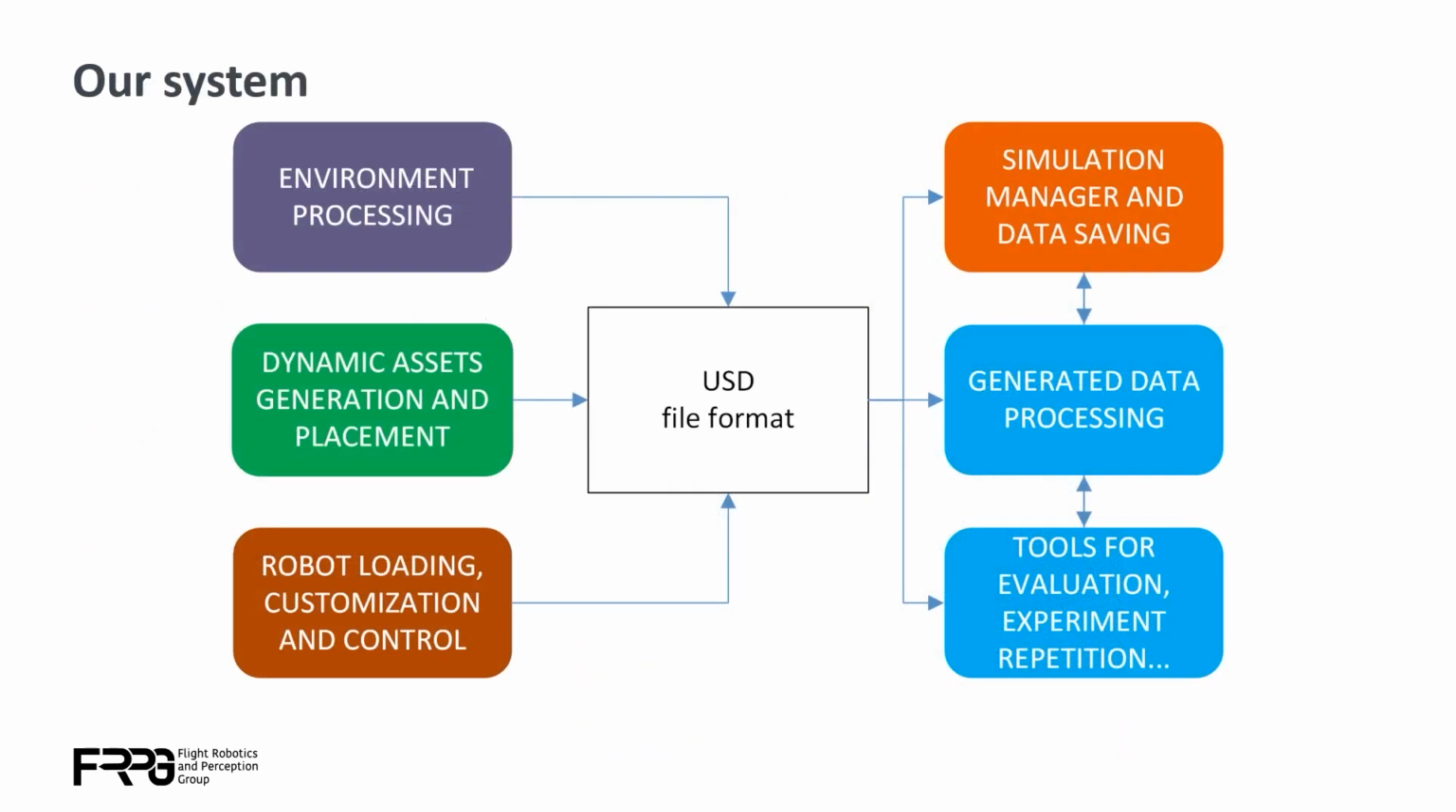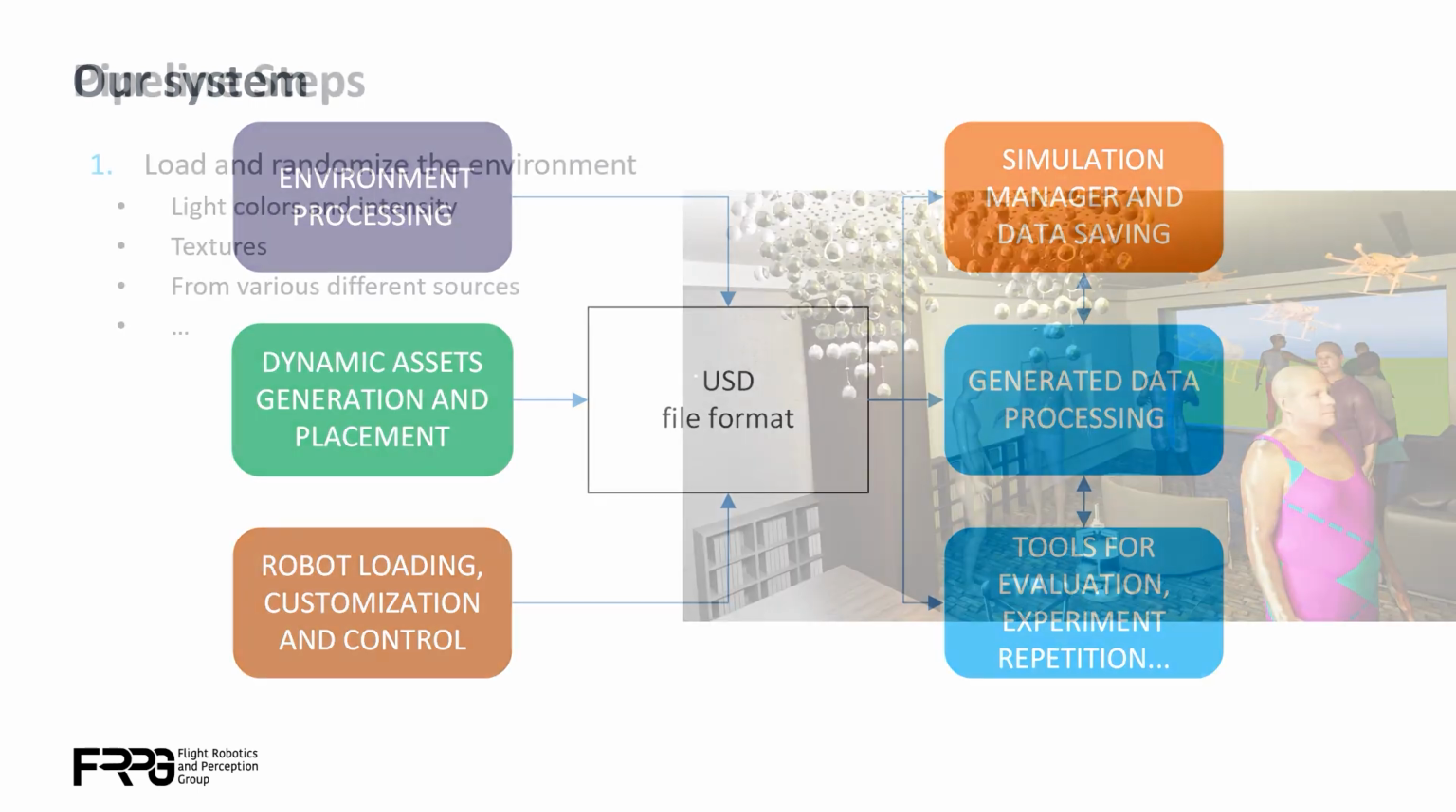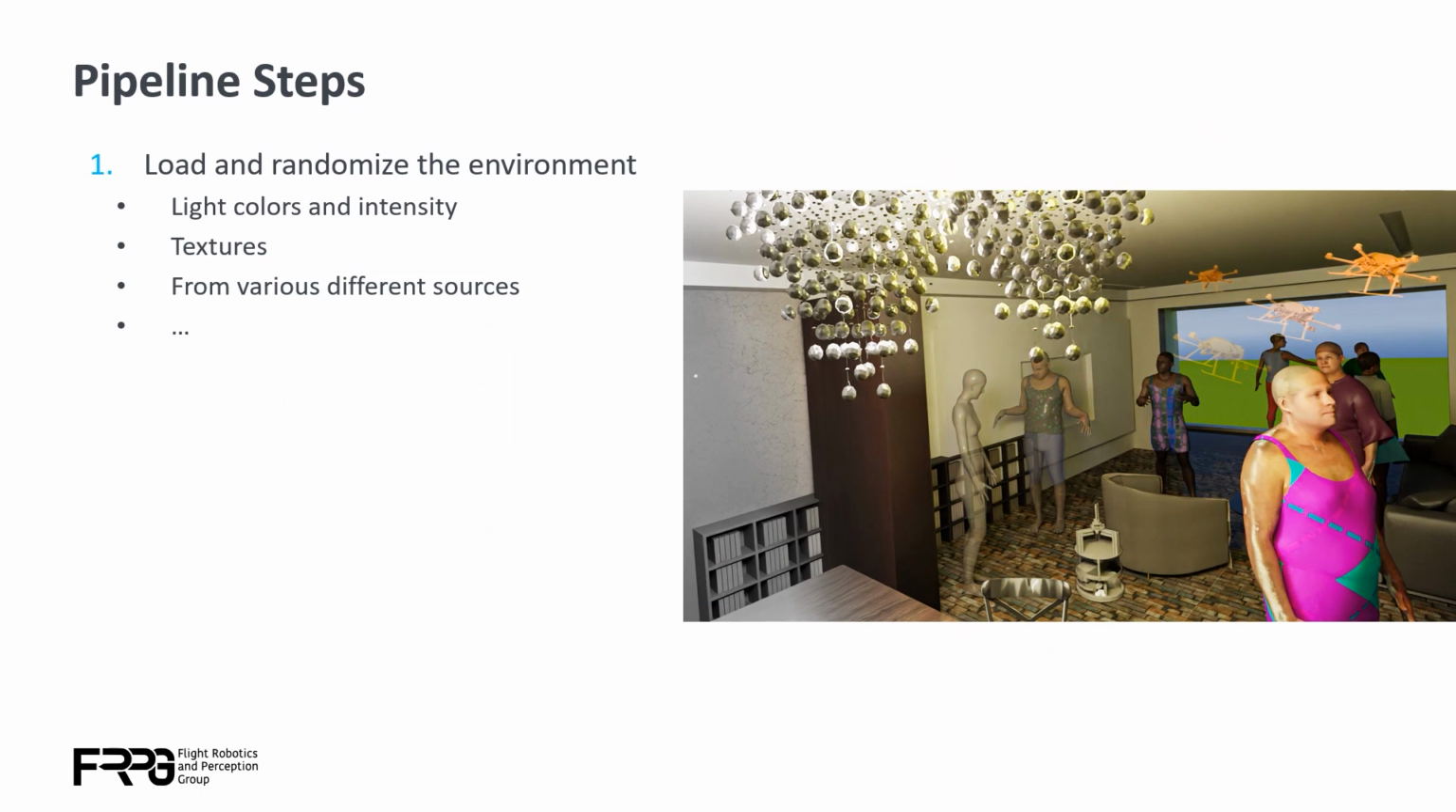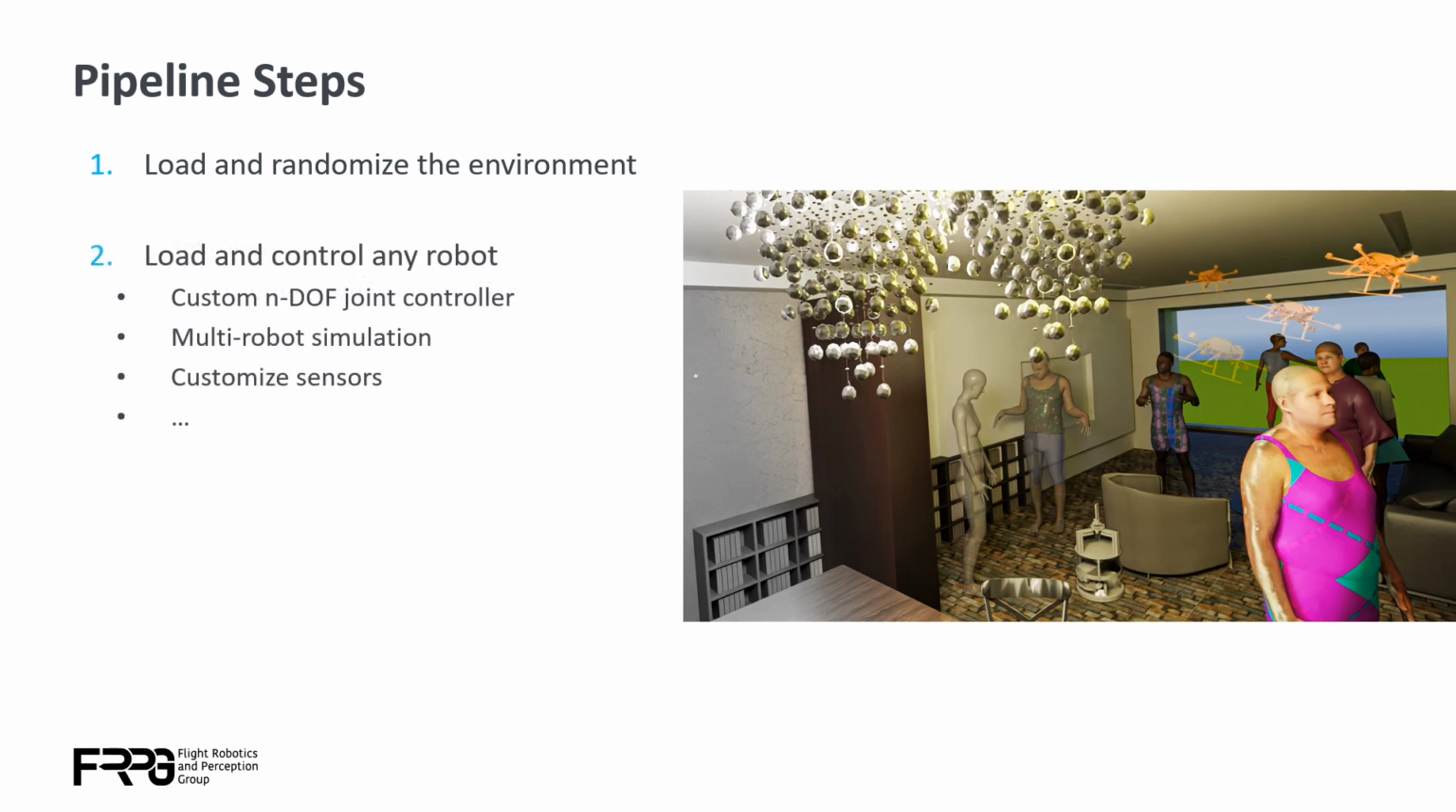Our system consists of various building blocks. We have the environment creation and processing part, the dynamic assets generation and placement module, the robot configuration, customization, and control steps, and the main simulation control tools, alongside the processing and post-processing blocks. The first step is loading and eventually randomizing an environment, including customizing light colors and conditions, textures, and reflection properties. The environment can be created from scratch, downloaded from an online source, be a digital twin, or converted from applications like Blender and Unreal.